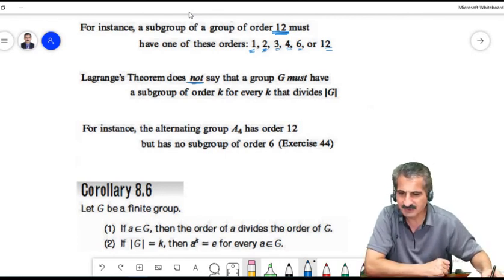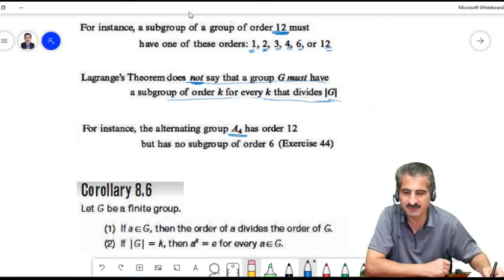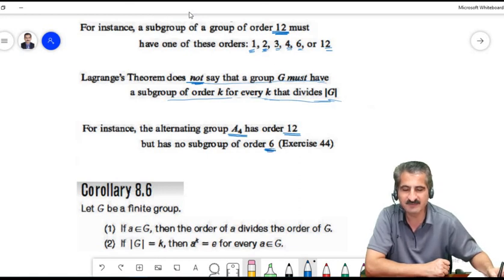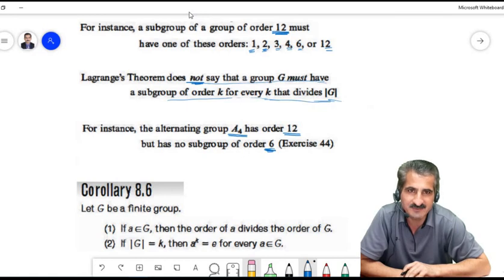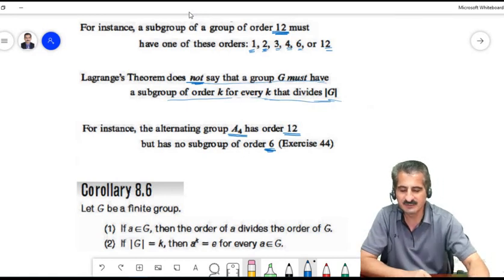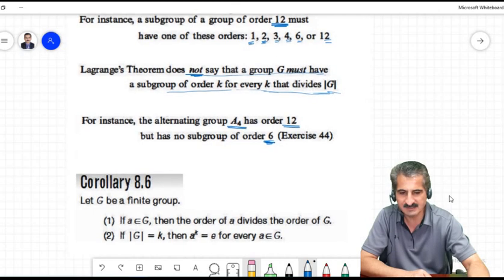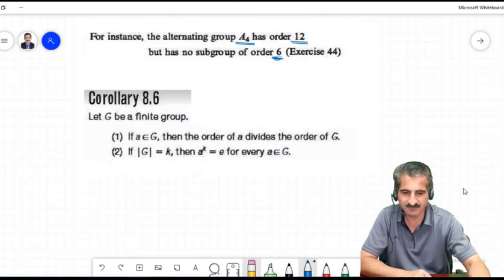So this is what I'm saying. Lagrange's theorem does not say that G must have a subgroup of order K for every K that divides the order of G. An example of this is the group of even permutations of S4, which is A4. It has order 12, okay? But it does not have a subgroup of order 6. 6 divides 12, but there is no subgroup of A4 that has order 6. And this is in exercise 44.